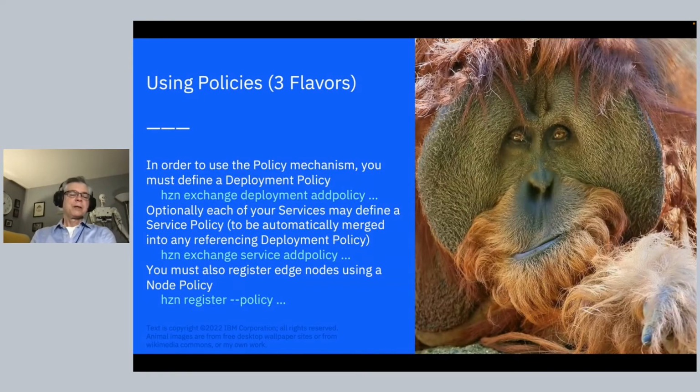Now let's talk about policies. Policies are much more interesting, and there's 3 types. In order to use the policy mechanism, you need to define a deployment policy, and you'd use hzn exchange deployment addpolicy, and then provide the information I'll show you in a moment about the policy details. And optionally, for each of your services that you're going to be deploying, you can define a service policy, and it will automatically be merged into any deployment policy that references it. So to create a service policy, you use hzn exchange service addpolicy, and you indicate which service it should be added to and provide the details that I'll show you in a moment.